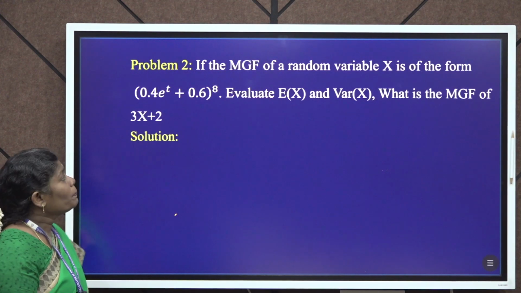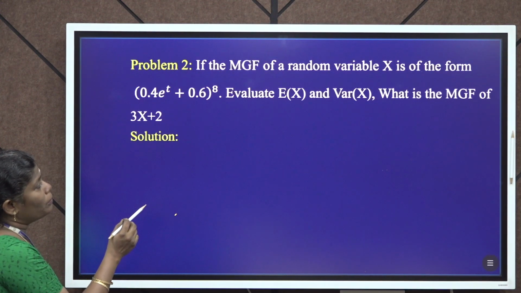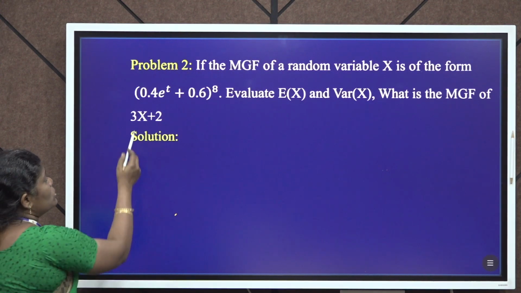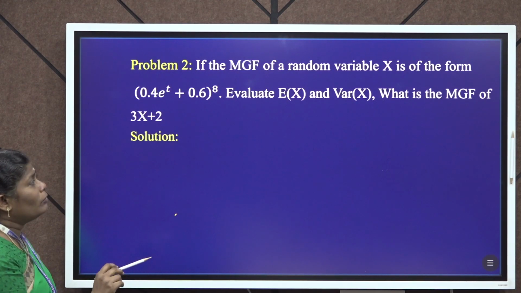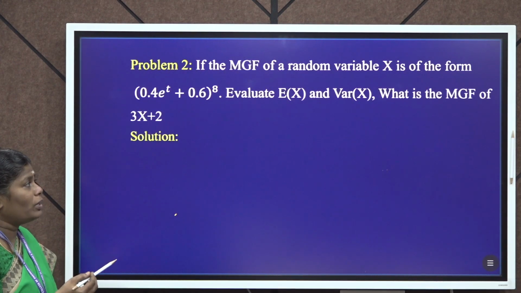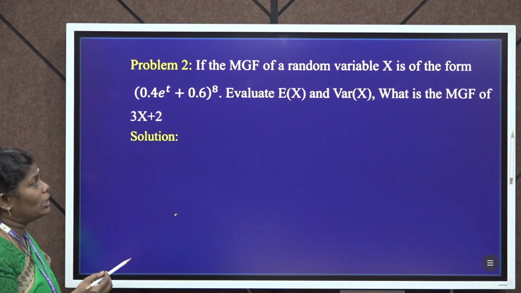In the second problem, the MGF of a random variable X is of the form (0.4 e^t + 0.6)^8. Evaluate E(X) and variance of X. What is the MGF of 3X + 2?